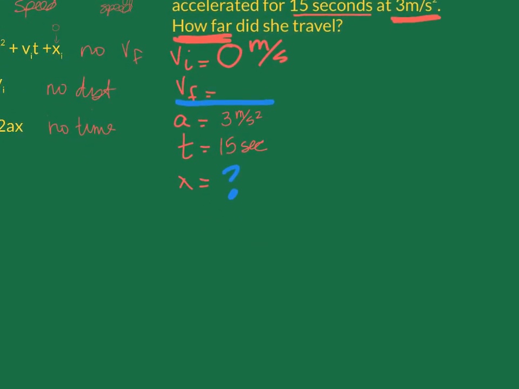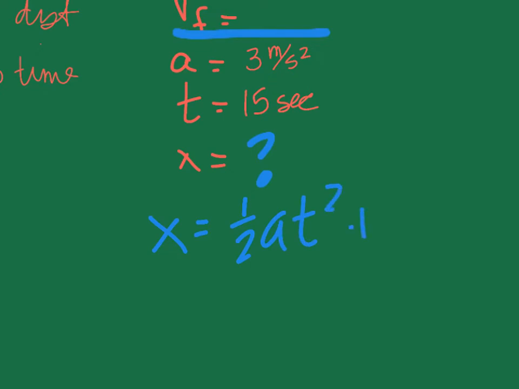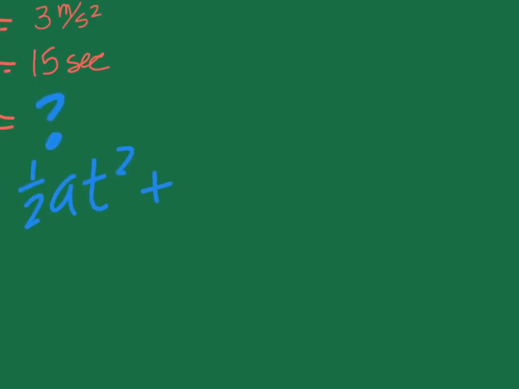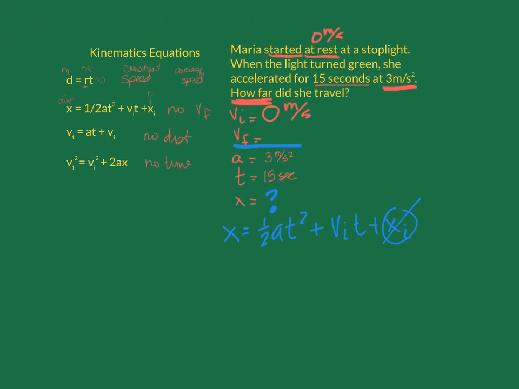Okay, so we're going to write down our equation before we plug anything in. X equals 1/2 AT squared plus V initial t plus X initial. Okay, so my initial spot is 0 because we just want to know she went from here, so we can set 0 at her beginning spot. So let's plug everything in.